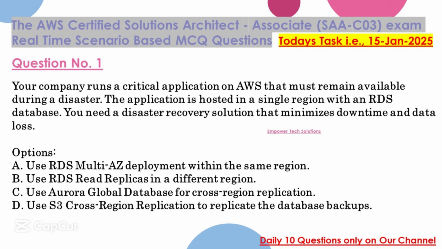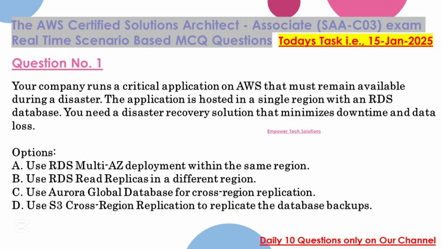Your company runs a critical application on AWS that must remain available during a disaster. The application is hosted in a single region with an RDS database. You need a disaster recovery solution that minimizes downtime and data loss.